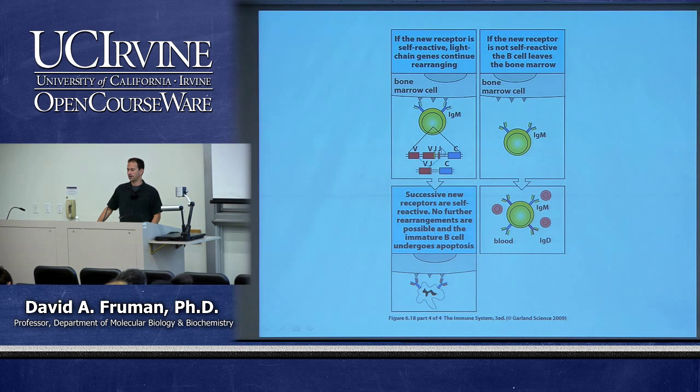And because you have all these light chains and successive rearrangements, receptor editing often can rescue the immature B cell from death. Of course, if the heavy chain contributes a lot of binding energy for the self-antigen, it might not matter what light chain you produce. It may be inescapable from dying from reaction with the self-antigen. Does that make sense?